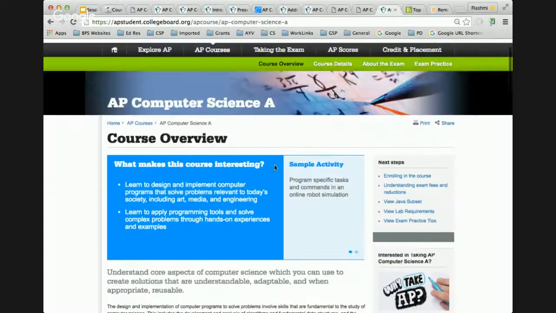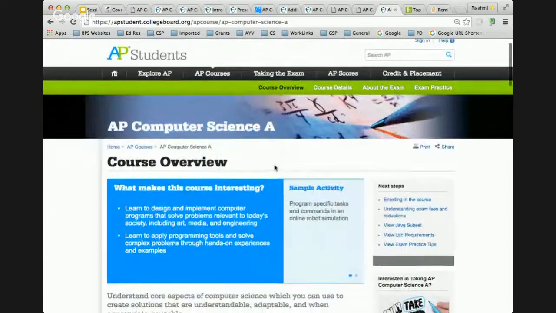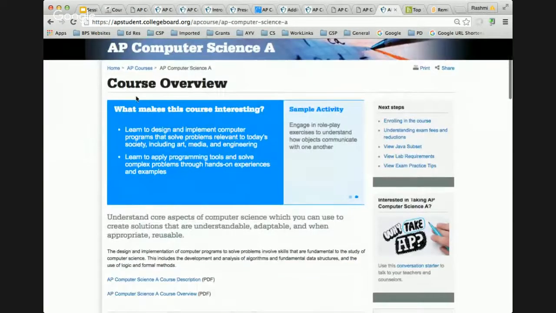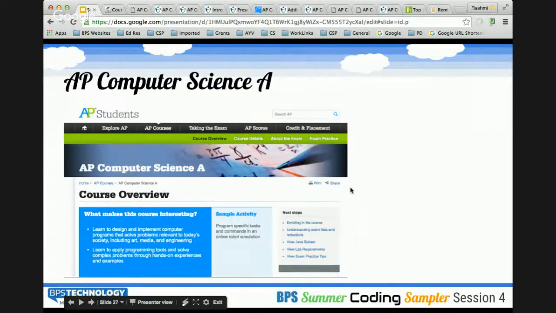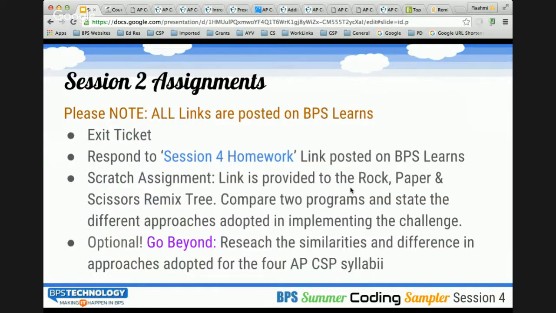And this again is the AP Computer Science student portal, where students can engage in different activities, such as how to enroll, how to understand a Java subset, or what the lab requirements are. But again, focus on the sequence that is highly recommended by the teachers within BPS, because they've been working with it for some time.